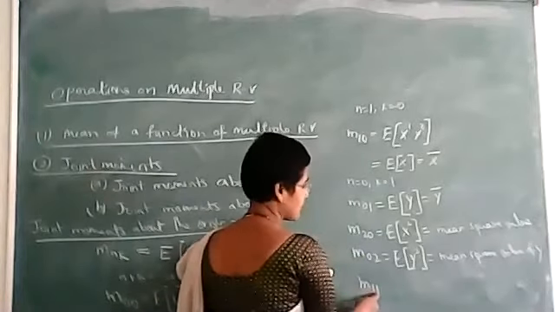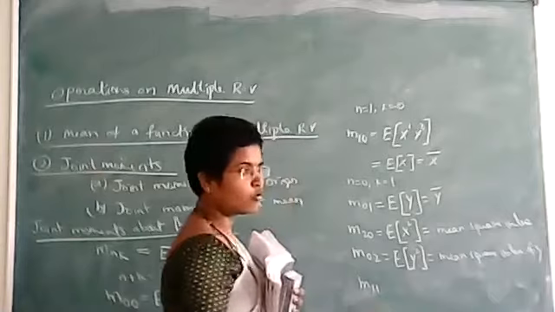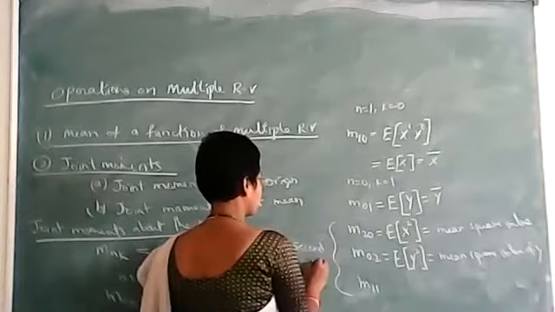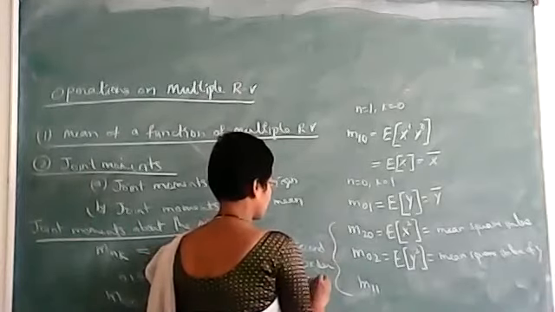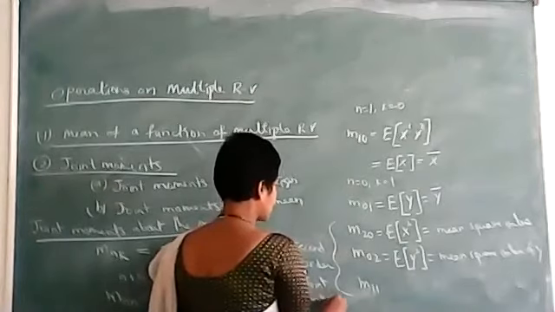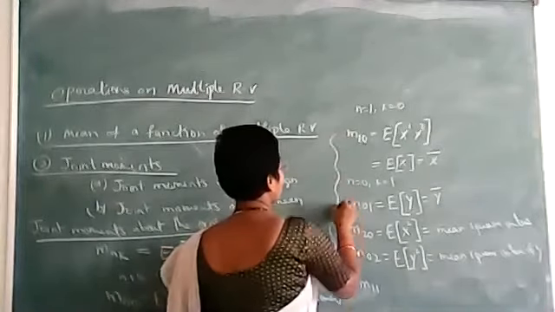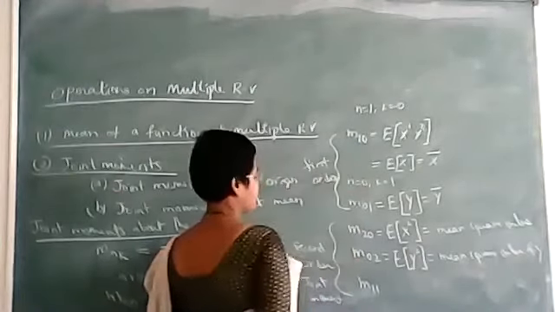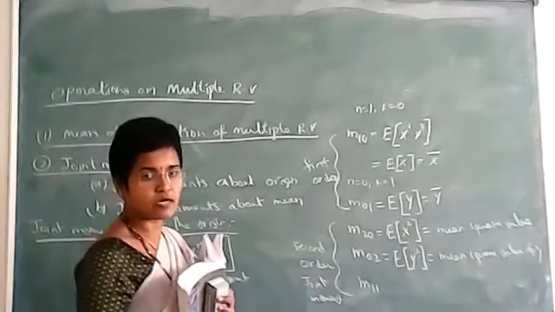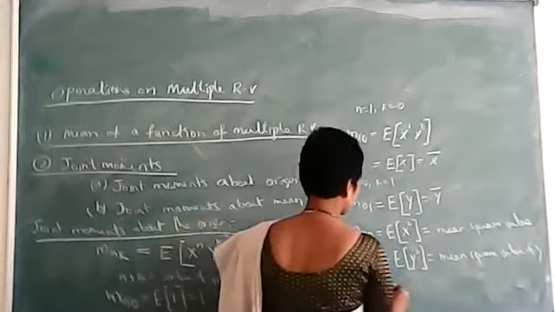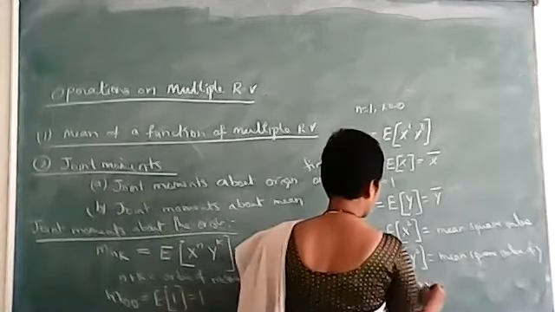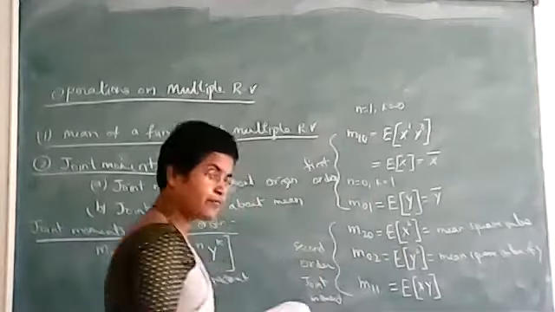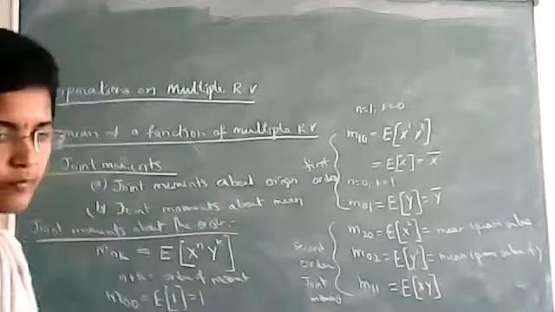If you add n and k, 1 plus 1, it also gives you 2 only. So all these are second order joint moments about the origin, whereas these two are the first order. So if n is equal to 1 and k is equal to 0, it gives us the expected value of x. So these are the joint moments about the origin.